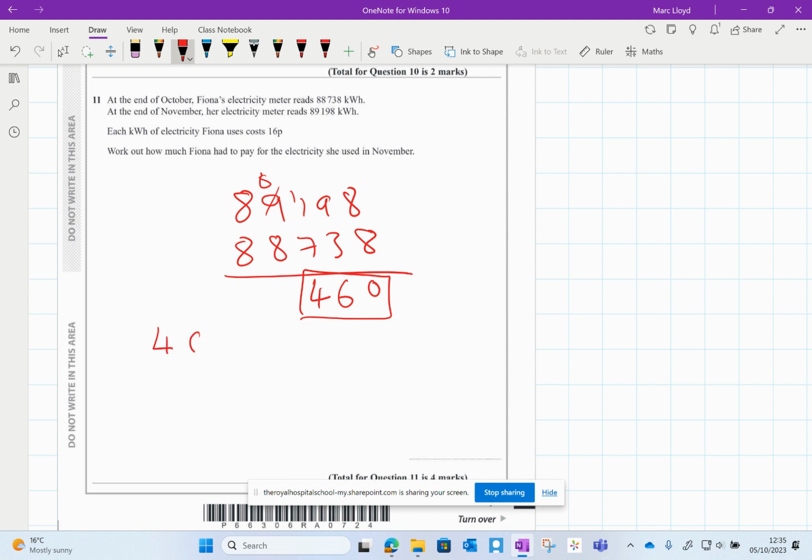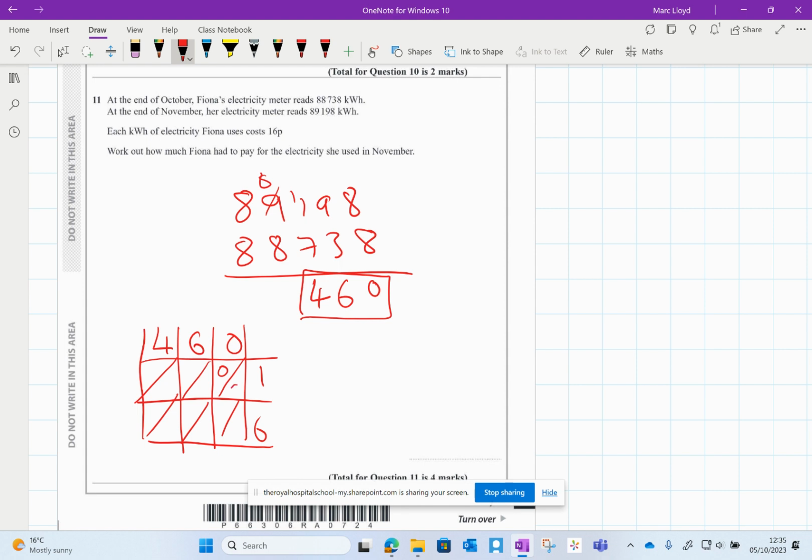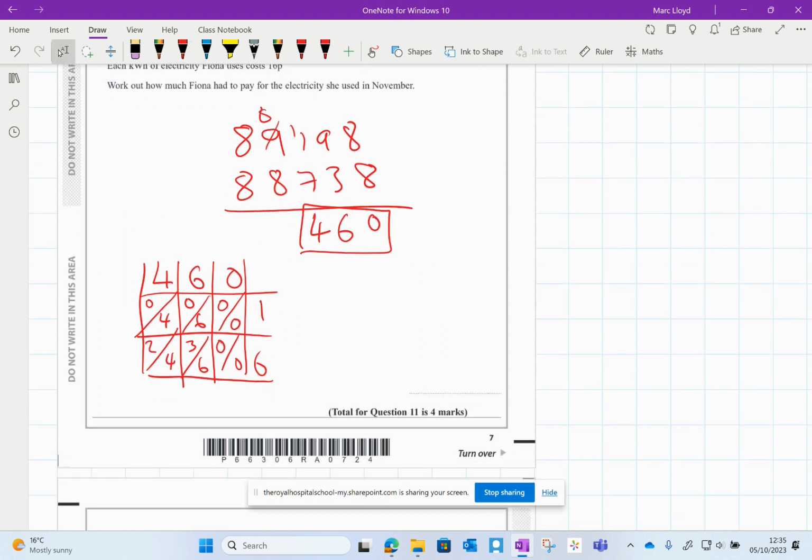I much prefer this method, I have to say. I've been having arguments with my classes about what method is the best one, especially year 7. They were advocating the column method, but it creates issues with place value, and you want to take your time and make sure you get this correct. 0, 0, 0, 0 in there. This one 0, 6, 0, 4, and then it's 36. 4 times 6, 24. So I've had to do nothing harder than 9 times 9, and then we're adding.